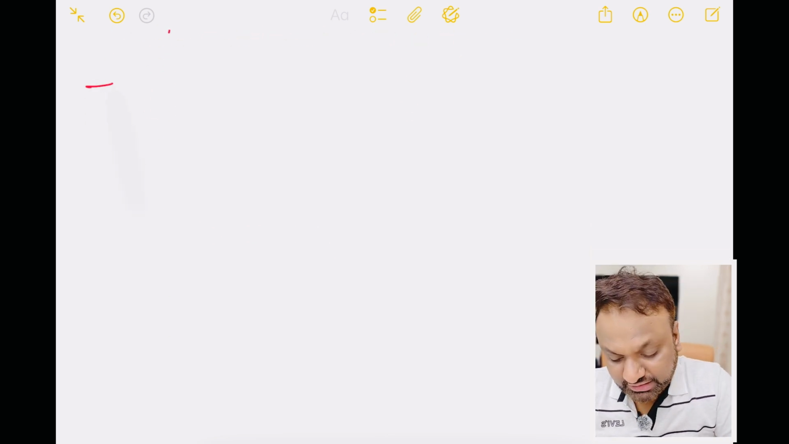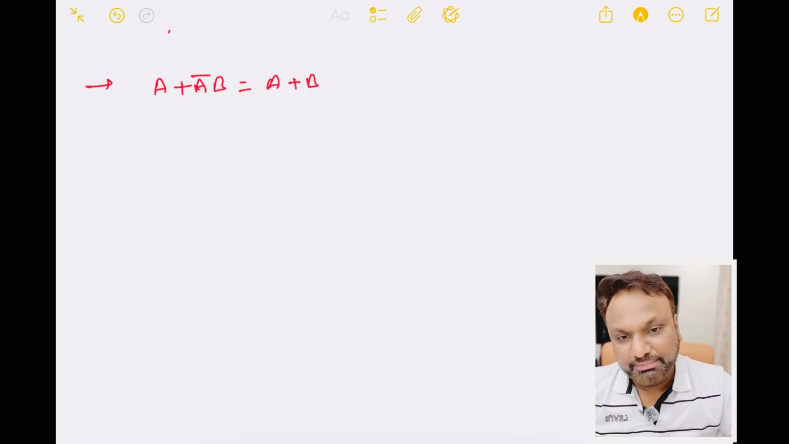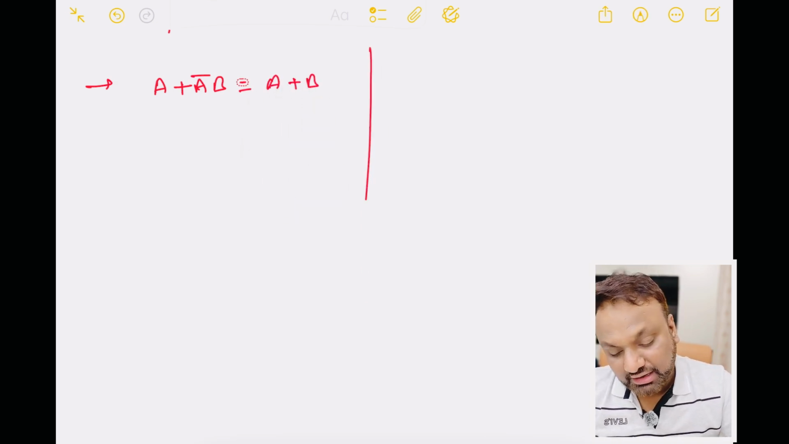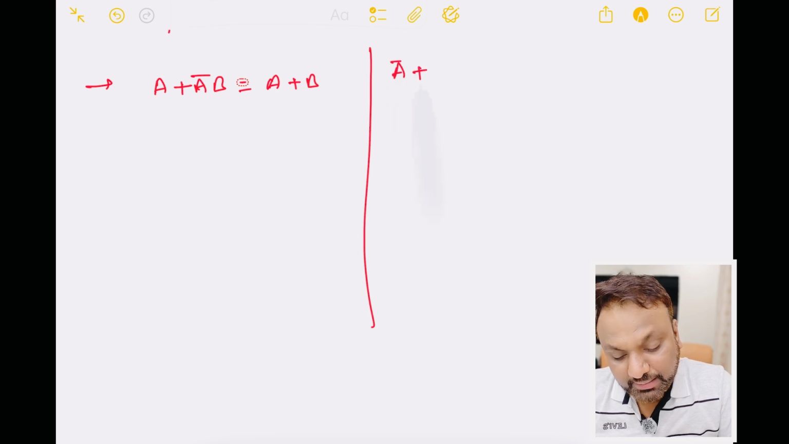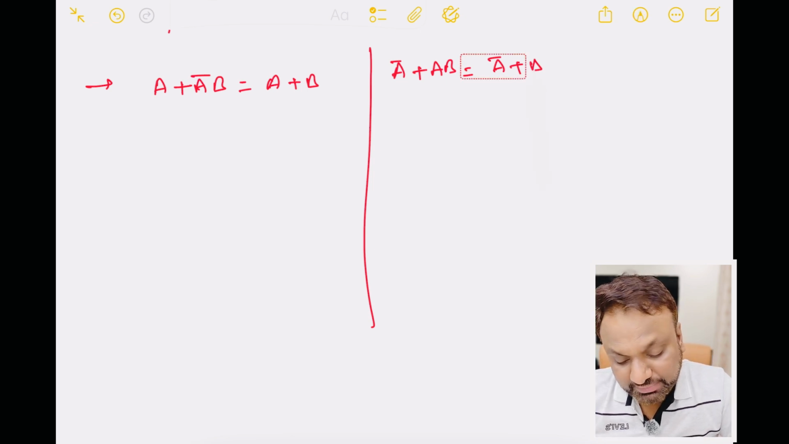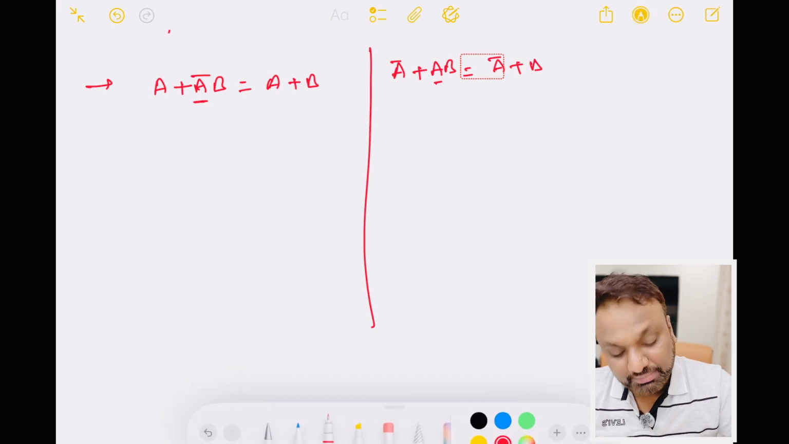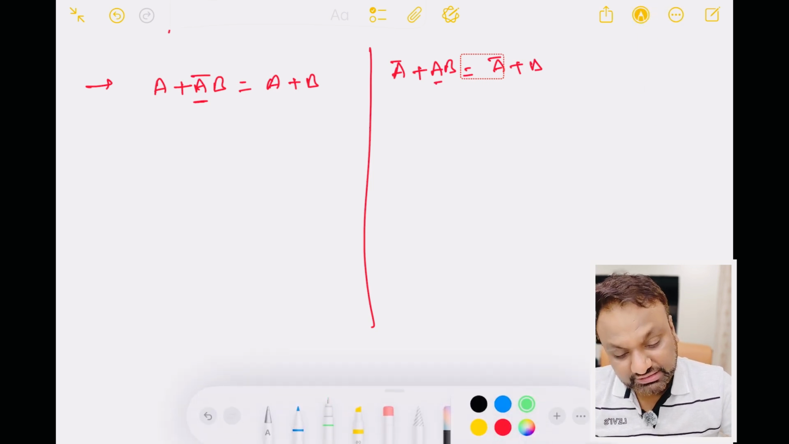And the third one, another important postulate, is A plus A bar B. A plus A bar B is always equal to A plus B. And the other one, A bar plus AB is equal to A bar plus B. This we can also prove. A plus A bar B: this term will go off and this will be simply A plus B. And A bar plus AB: this term will go off, this will be simply A bar plus B. So you can see the simple proof here.